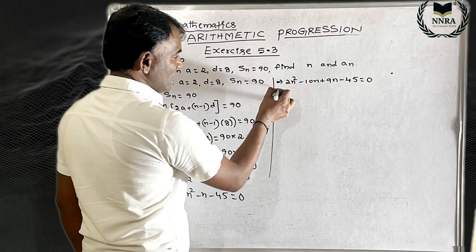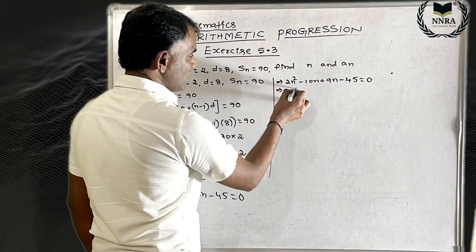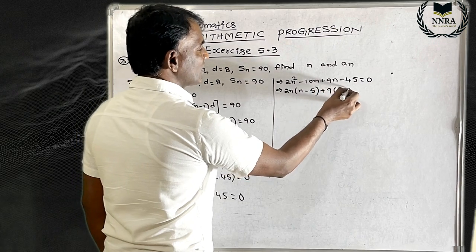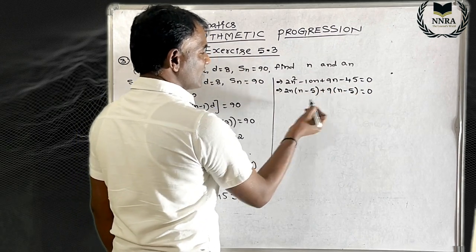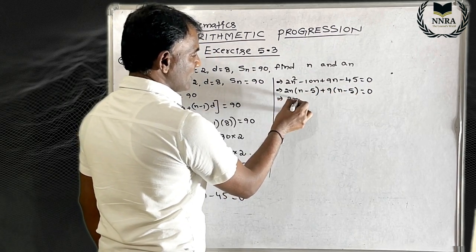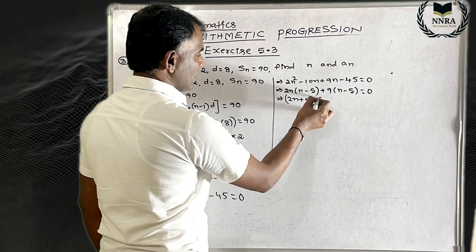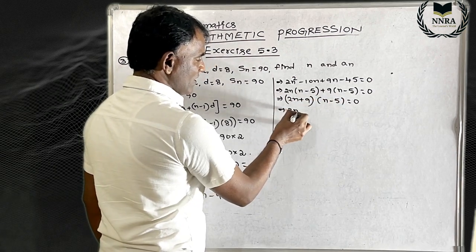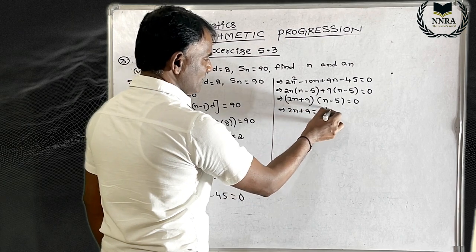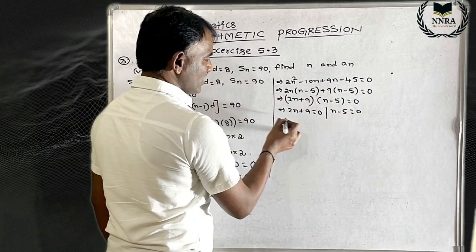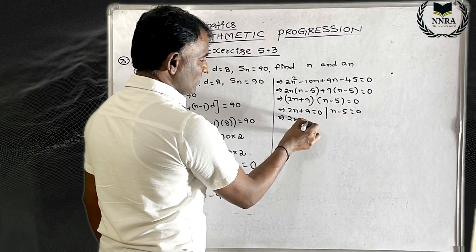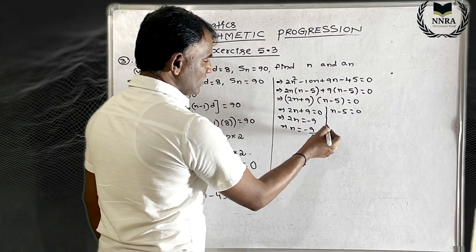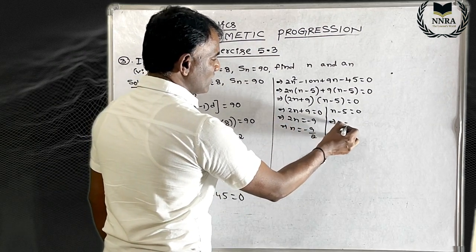Now which is common here? 2n is common. What is the remaining? n minus 5. And 9 into n minus 5 equal to 0. So 2n plus 9 into n minus 5 equal to 0. Then 2n plus 9 equal to 0, n minus 5 equal to 0. So it is 2n equal to minus 9. So n equal to minus 9 by 2. And coming to this, n equal to 5.